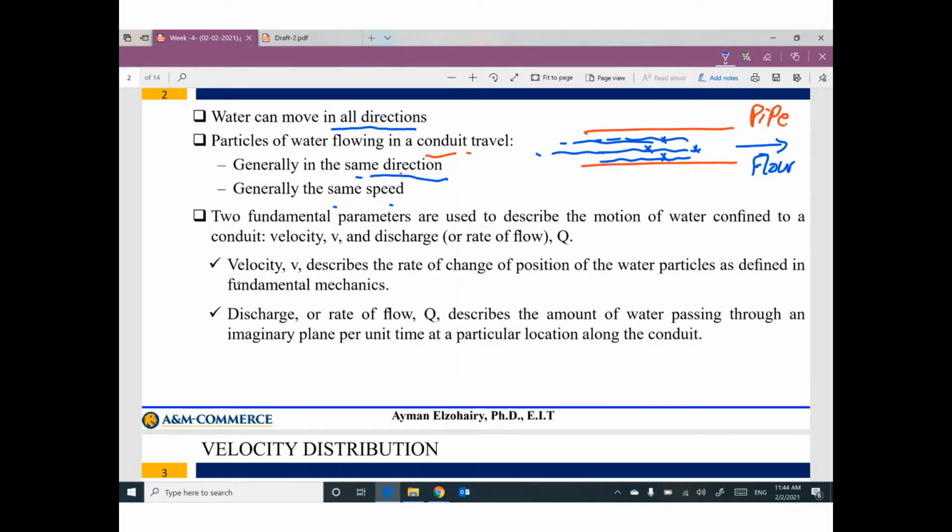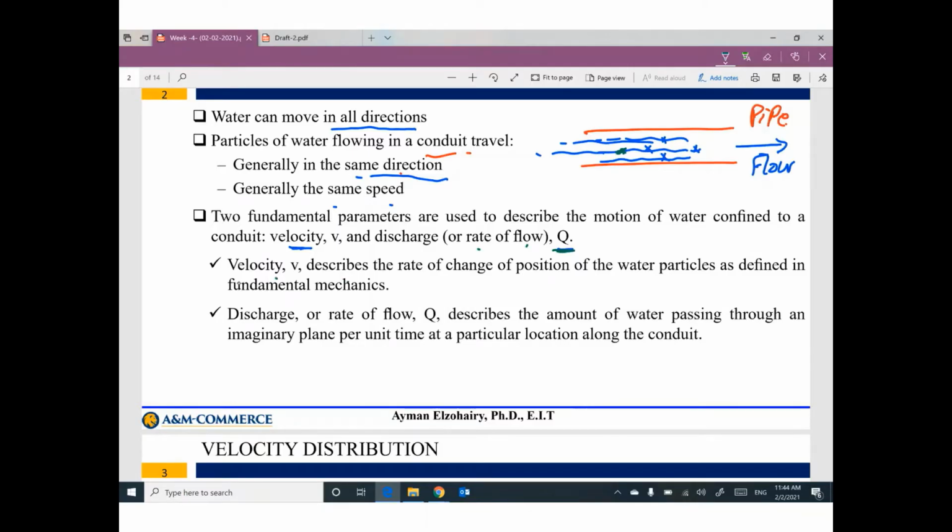Two fundamental parameters are used to describe the motion of water confined to a conduit: velocity and discharge. We will cover these two parameters later. But you have to remember, we have two parameters. What is the velocity of any particle? What is the discharge or rate of flow?